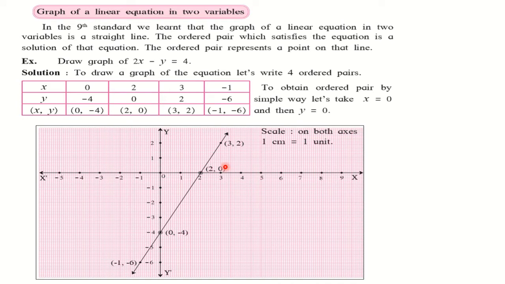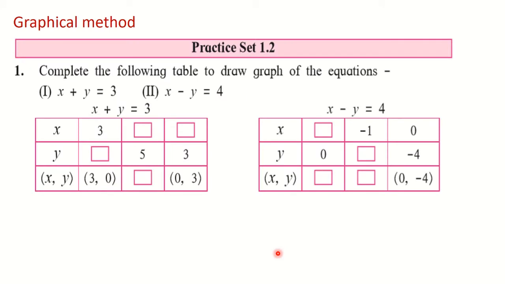Here I discussed this, that the graph of a linear equation is always a straight line, and that is why the graphical method is used to solve simultaneous equations. Now let us see one example of this.